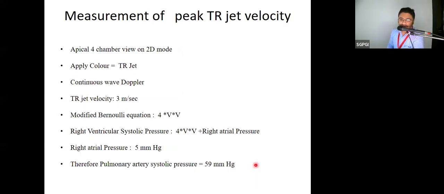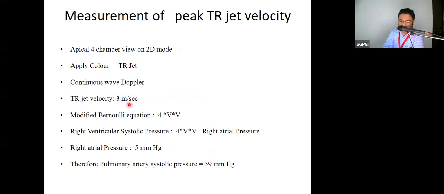So for measurement of the peak TR jet velocity, as I told you, we usually start from the apical four-chamber view and apply the color. I'll show you a subsequent video of this TR jet also. So apply the color on the TR jet. We usually use continuous wave Doppler.